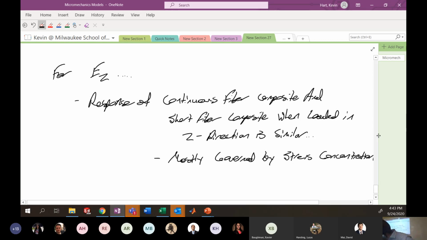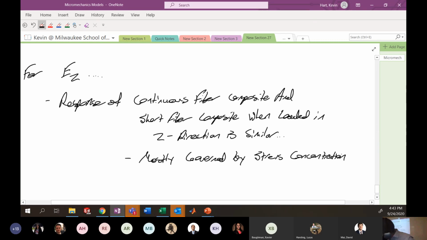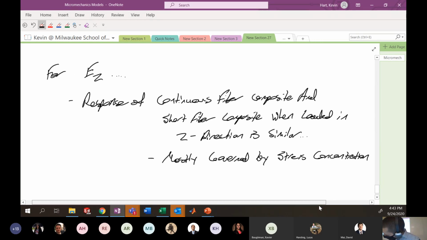Okay, can I get this over a little bit? Stress concentration. What does that say? It says it says 2 direction. It looks like a Is similar. like a B. Oh, is similar. Sorry. Short fiber composite when loaded in 2 direction is similar.